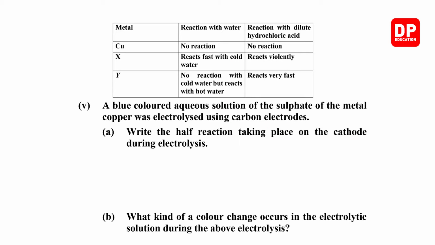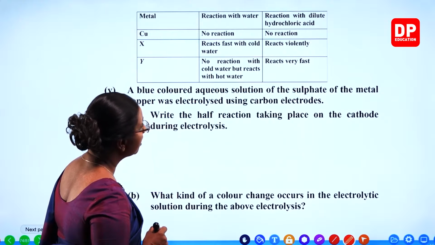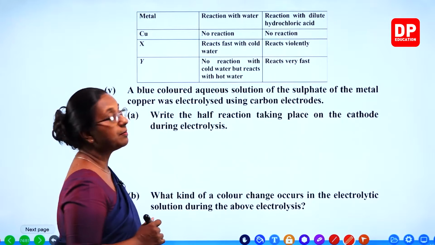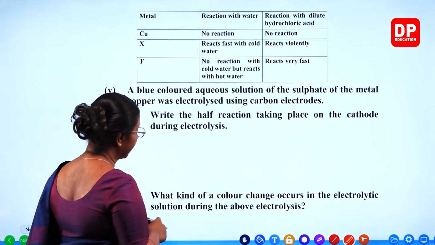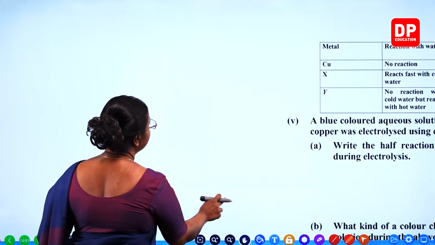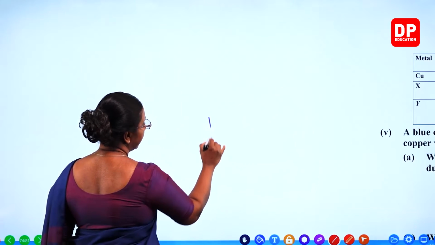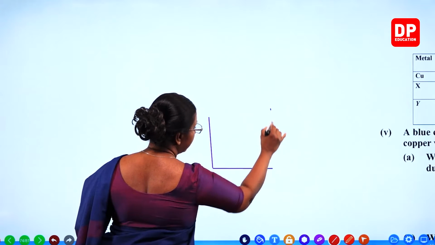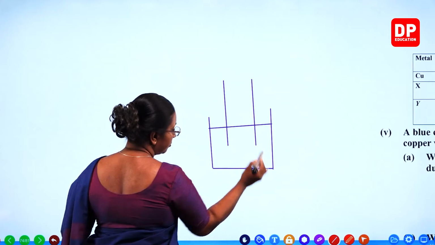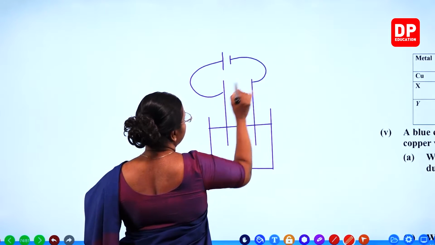This is part 5. A blue-colored aqueous solution of the sulfate of the metal copper was electrolyzed using carbon electrodes. So we will try to understand this electrolysis process. You can remember that, students. You have the electrolytic cell there. When it is an electrolytic cell, you need to have the electrodes. The electrodes are connected to the batteries, the dry cells.